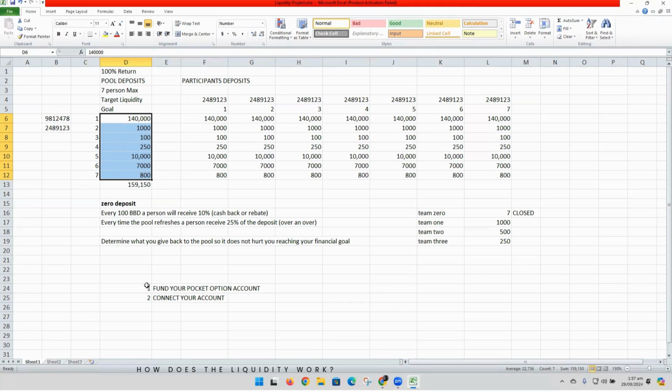Two simple steps. Fund your account and connect it. There's no trading required. There's no watching Zoom. There's no watching YouTube. All you have to do is fund your Pocket Option account and connect it to the person who is being helped for this particular period. And that is it. That is all you have to do.